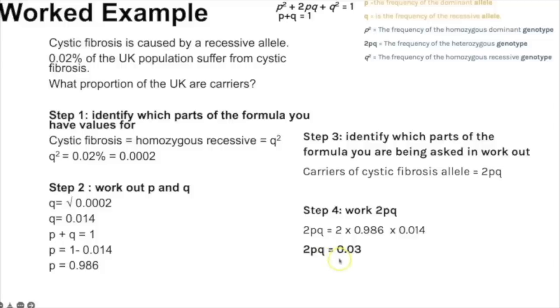If it doesn't say anything, then you can leave it as 0.03. If it says a percentage, then times it by 100.